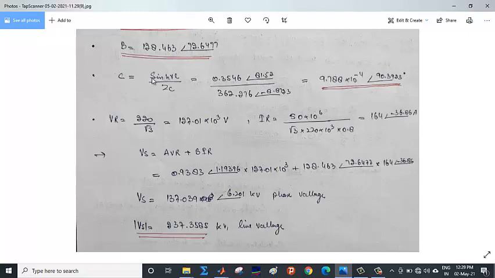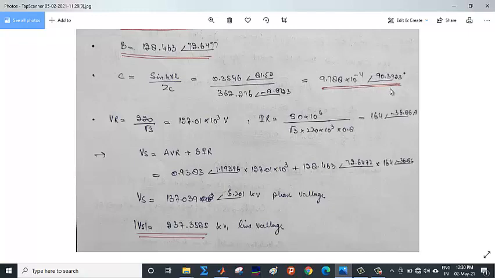C is equal to sinh γL divided by ZC. It is 0.3546 at an angle of 81.52 divided by 362.276 at an angle of minus 8.8723. It comes out to be this value, that is 9.788 into 10 to the minus 4 at an angle of 90.3923.